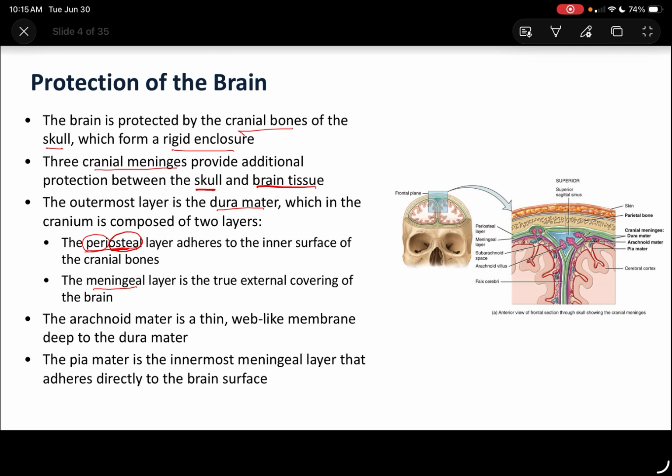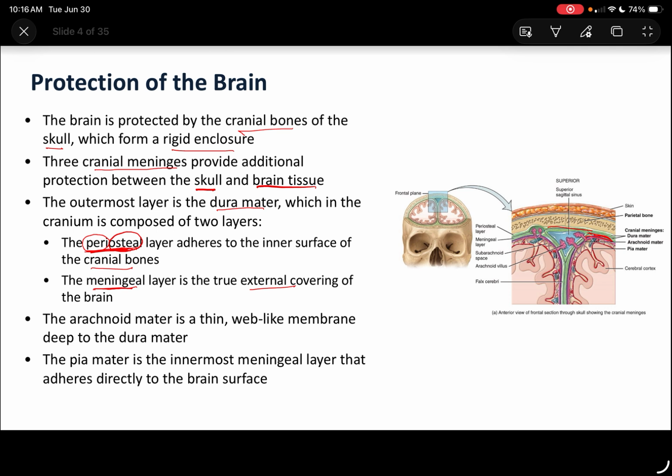So the periosteal layer, as you would expect, is going to be adhering to that inner surface of the cranial bones. That makes sense based on its name. Then the meningeal layer is the second layer that we have. This is going to be the true external covering of the brain.